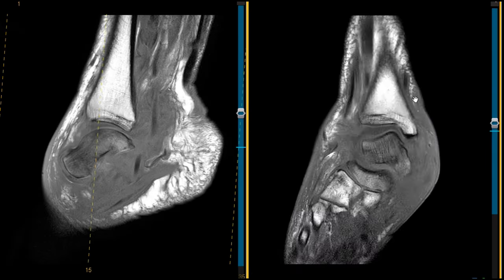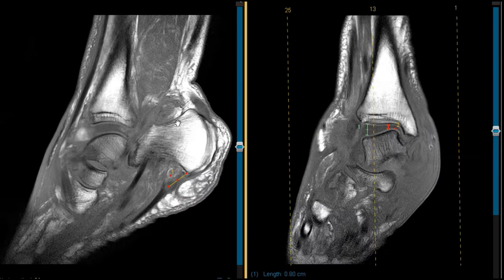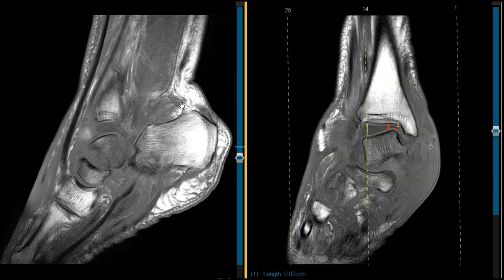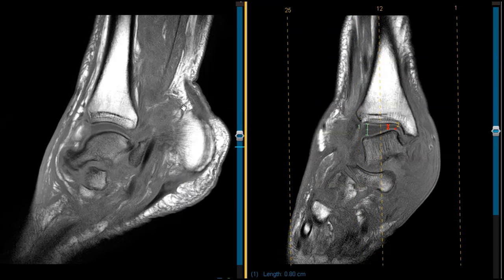Hello, this is Dr. Gay from First Second MRI, and this is a 50-year-old female who complains of foot and ankle swelling and pain. She has had no prior history of injury, and she has some striking findings here.